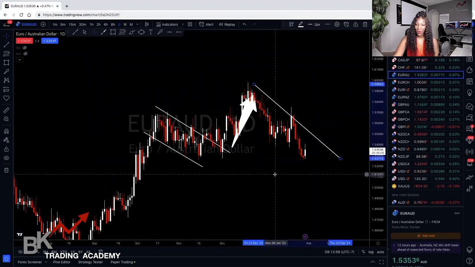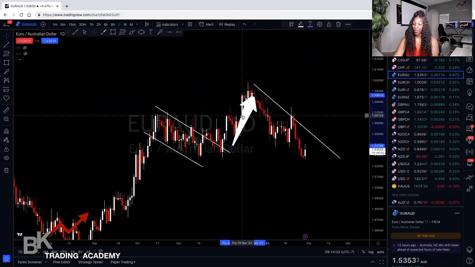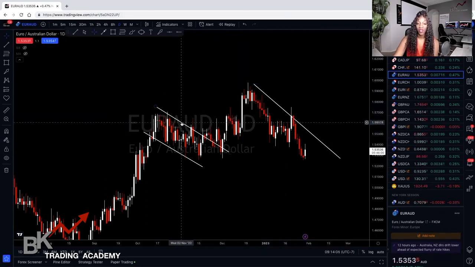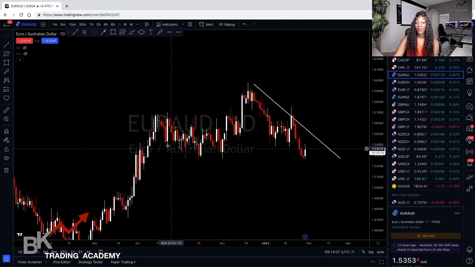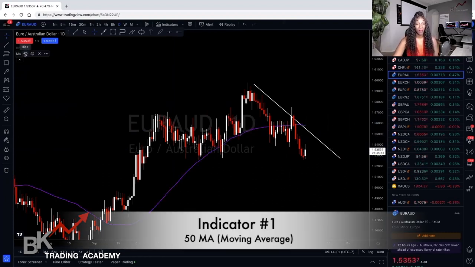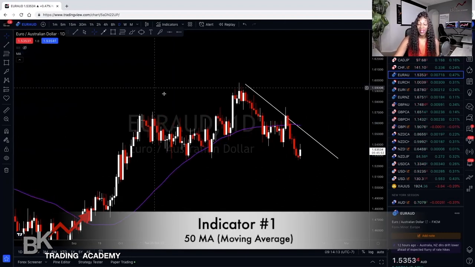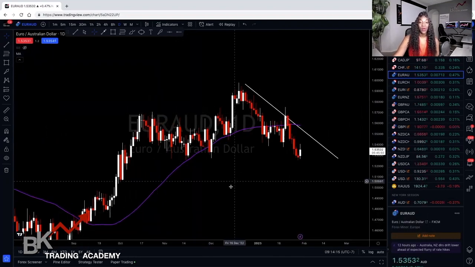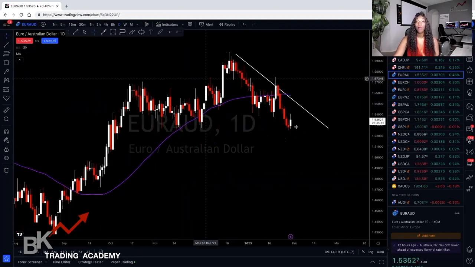So would you say that we are in an uptrend, or would you say that we're in a downtrend? Well, it really just depends on how you're following the structure of the market. So this is going to be a bit subjective to some people. I like to use a 50-period moving average, for example. This would be an example of an indicator. So I like to use the 50-period moving average, which these are just called moving averages.